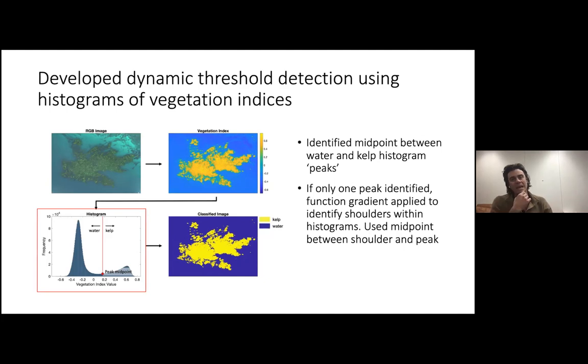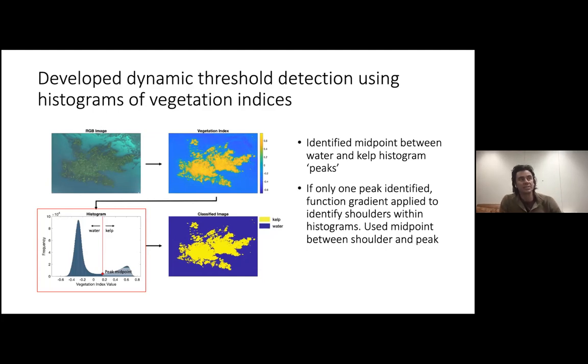We had to come up with some dynamic threshold detection. And so we simply looked at the histogram of values in each image and noticed that in essentially all the images, there were two peaks. There was a water peak and a kelp peak. And we identified the midpoint between these peaks and found that worked very well as a threshold. So the absolute value of that threshold would change, but we could identify it in an automated fashion.